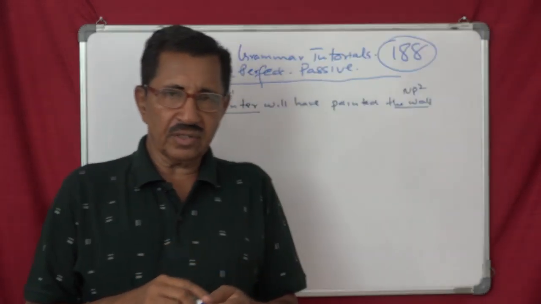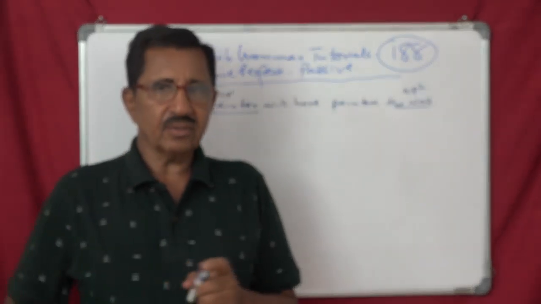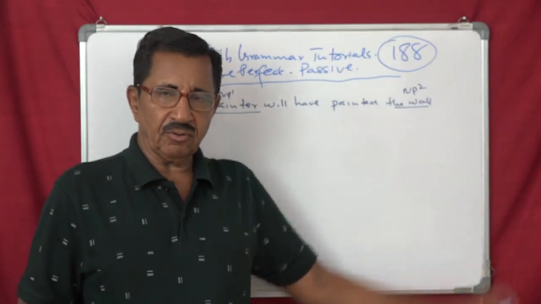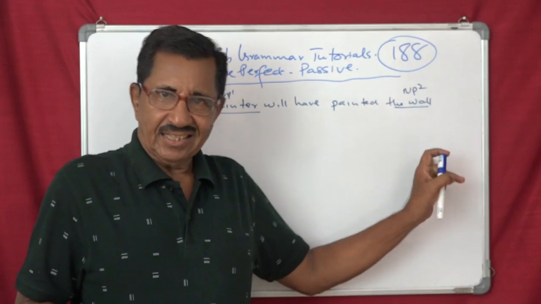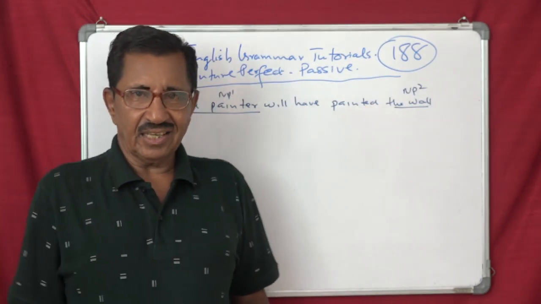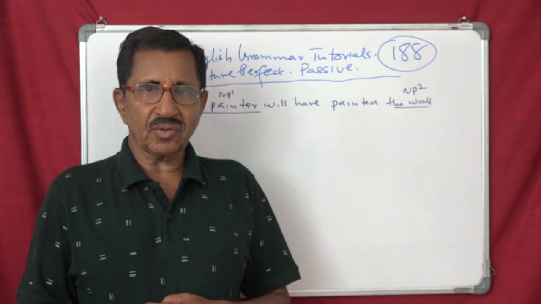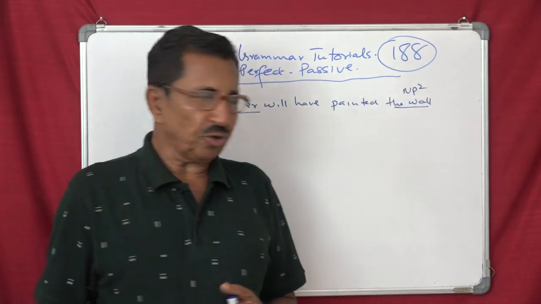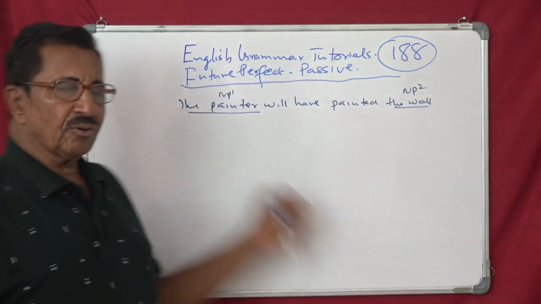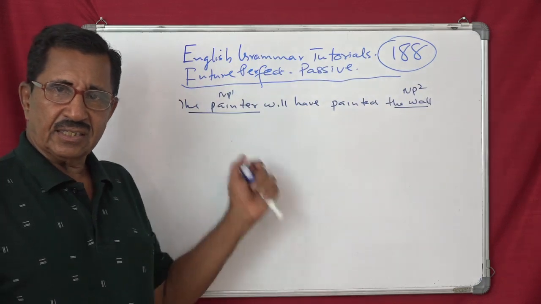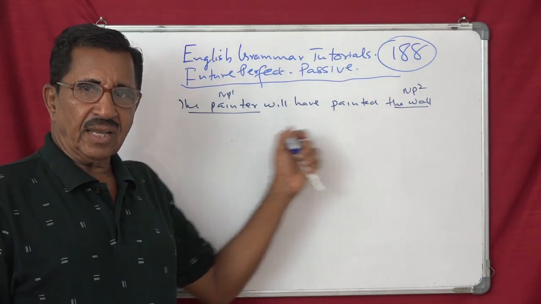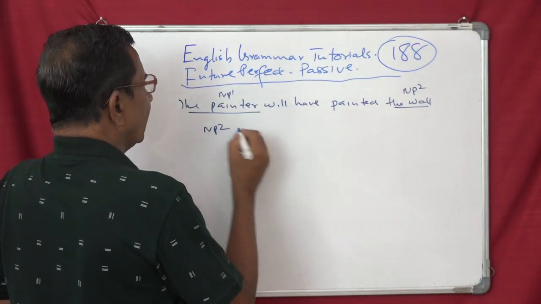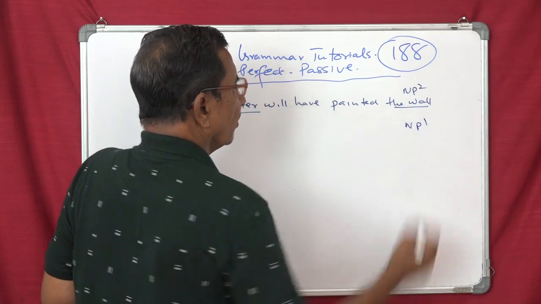Object will always be a noun, or with the, for example, a determiner plus noun. Determiner, that is the articles, what we once upon a time used to call definite article, but now you call it the determiner, DET for short. And now the subject is also a noun, and that is NP1. Alright, NP1, NP2. You have to interchange. NP2 will come here and NP1 will go here.